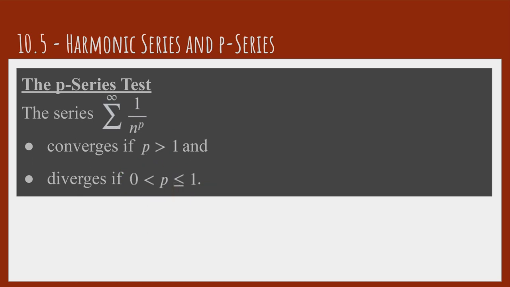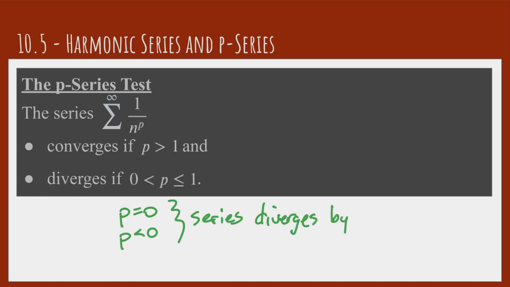P cannot be 0. If p is equal to 0, or if p is less than 0, then the series is going to diverge by the nth term test for divergence. So it's only really relevant if p is some positive number. The integral test would not apply if p is 0 or if p is negative, but the nth term test in that case would tell us that the series would diverge.